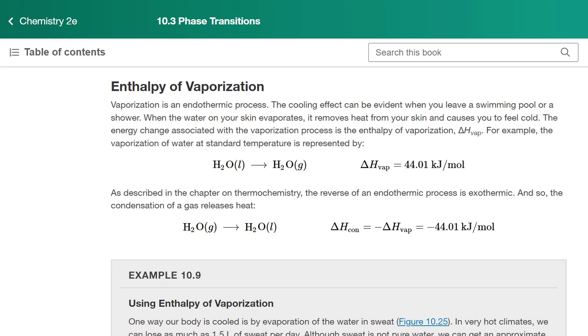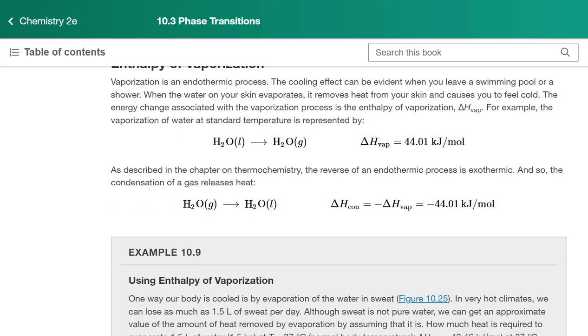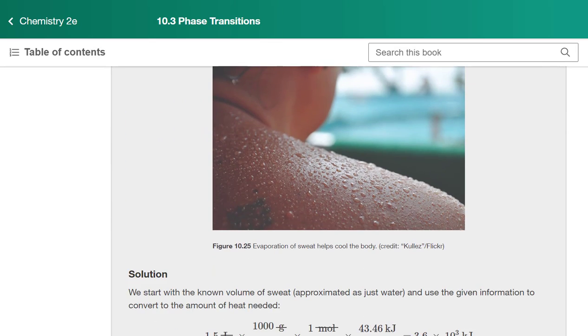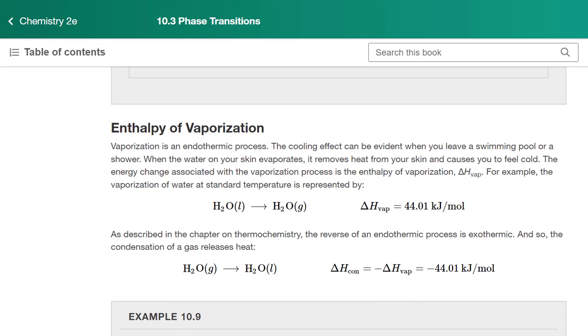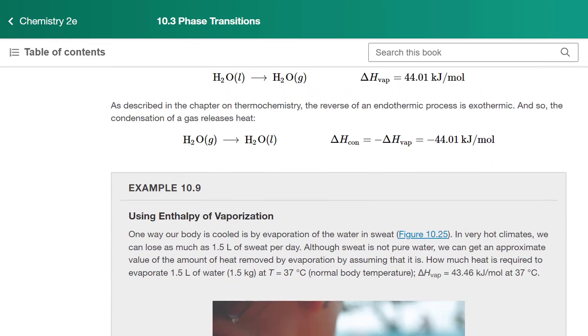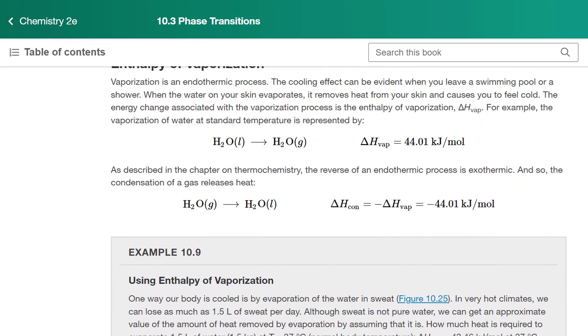So you want to be able to do calculations with this, and we'll talk more about those calculations in the next video. I did want to mention one thing related to this, however. When we think of things involving water vapor, we often think of being in water. When we think of water, we think of cooling down, right?